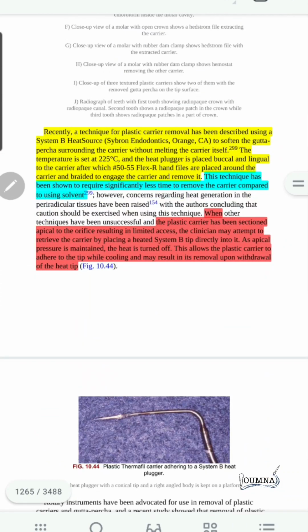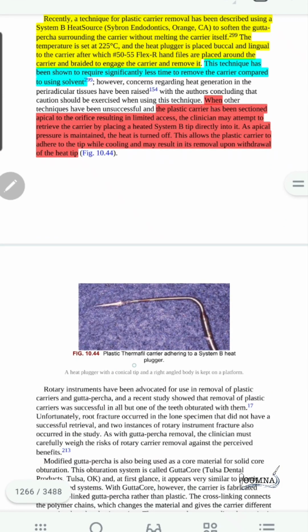a chloroform. Here, if the plastic Thermafil carrier is in the apical area, we can use the System B heat plugger by inserting it inside the canal. Then we generate the heat and insert the plugger inside the carrier. Then after the attachment happens, we turn off the heat, and we wait for some time until it gets firm around the plugger. Then we extract it out.